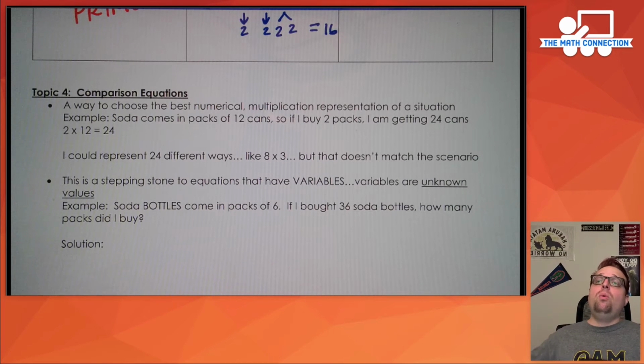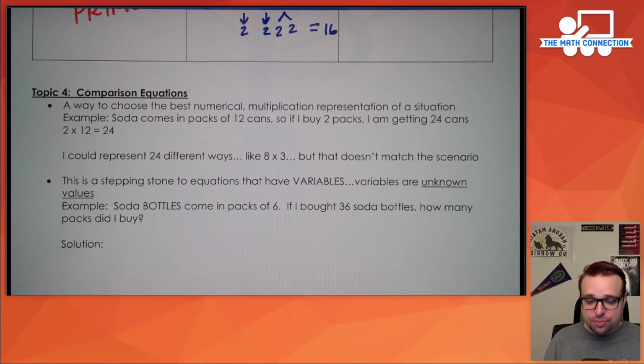Okay, so what we're doing here is we're finding the best possible equation that goes with our scenario, okay? Because now that we have this beautiful thing called factors, there's many different ways that we can make up the same end result, but we're trying to choose the one that actually matches the situation that's being given to us. So let's look at an example.